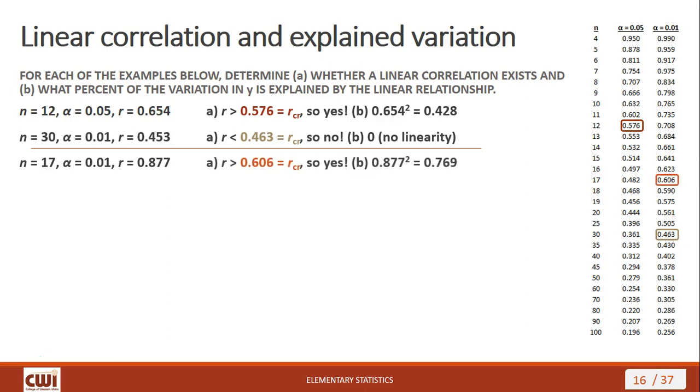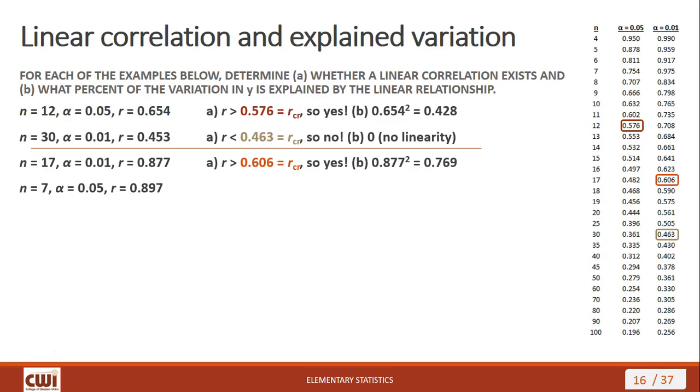Well, I hope you said there is a linear relationship here. The critical value for a 1% significance level and sample size of 17 is 0.606. We compare that with our R value. 0.877 is greater than 0.606. Therefore, we do have a linear relationship between this set of variables. For the percent of variation explained in y, we just take our R value and square it, and we get 0.769. So 76.9% of the variation in y is explained by the linear relationship.